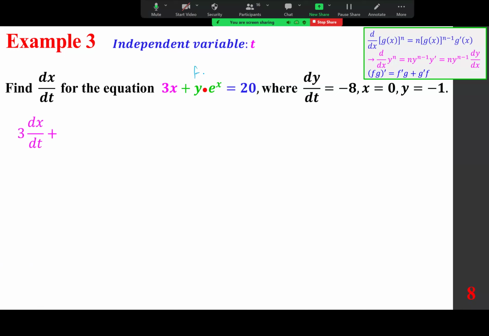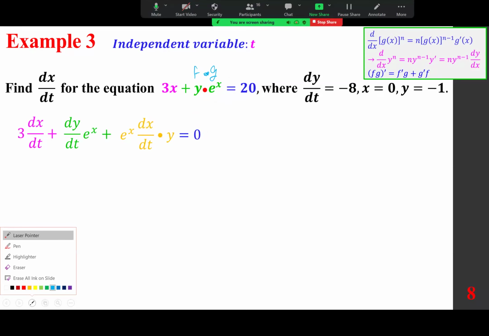This is f. This is g. So we need f prime g plus g prime f. F prime is dy/dt, times g, e to the power of x, plus g prime f. The derivative of e to the power of x is itself times dx/dt, so it's not just e to the power of x, it's e to the power of x dx/dt, times y. Of course, 20 is a number, and the derivative is 0. So one more time, the derivative of e to the power of x is e to the power of x dx/dt times y. 20 gives you 0. Done with calculus.